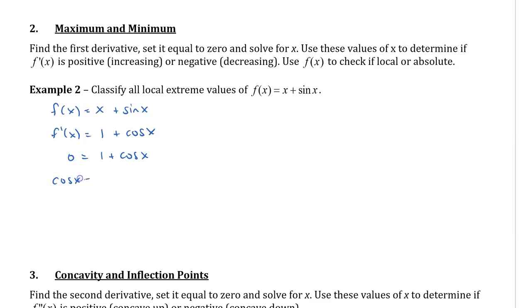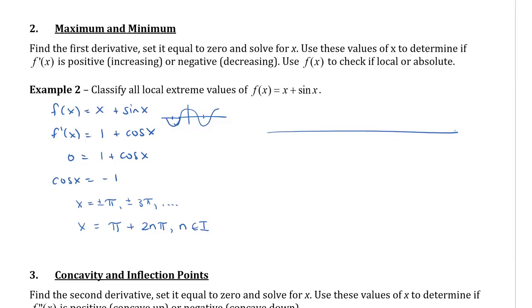So we have cos x equals negative 1. And then from our graph, we know that happens here at pi. But if we go backwards, we also know that it happens at negative pi. So we can go plus or minus pi, and then the next one will be plus or minus 3 pi, and so on. Generally speaking, we can say that it's going to be pi plus 2n pi, where n is an integer. All right, so what we're going to do now is draw our number line.